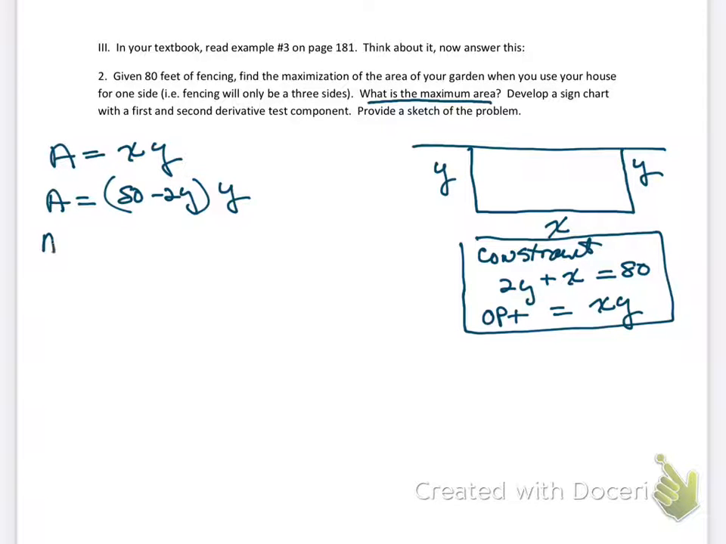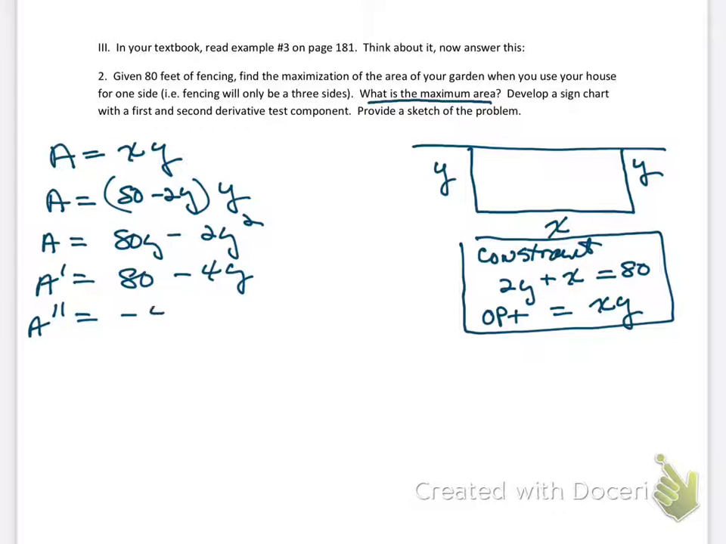I'm going to go ahead and multiply this out. So this is 80y minus 2y squared. Take your first derivative, and you're getting 80 minus 4y. Okay, I'm going to take my second derivative, and I'm going to get negative 4. Now that's going to tell me that the value I get from my critical value will indeed maximize because a prime prime is always negative.